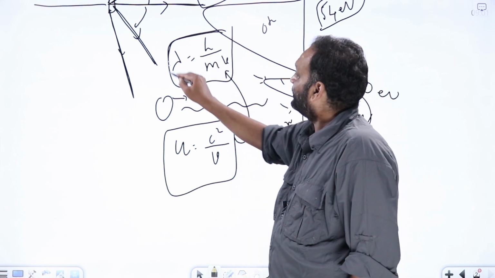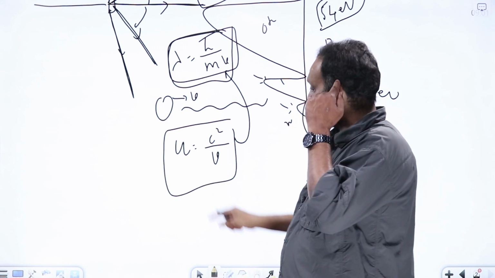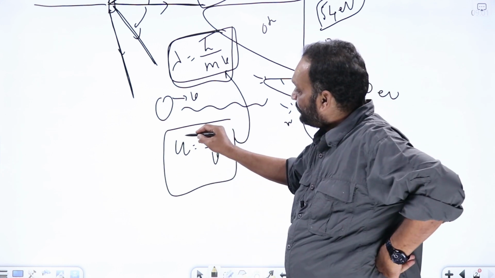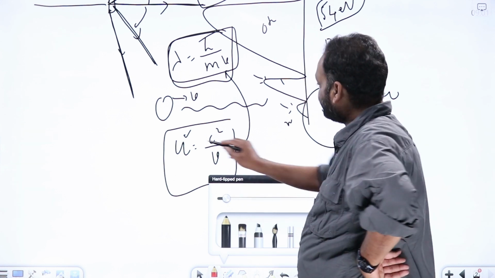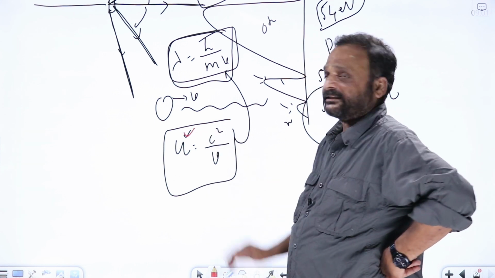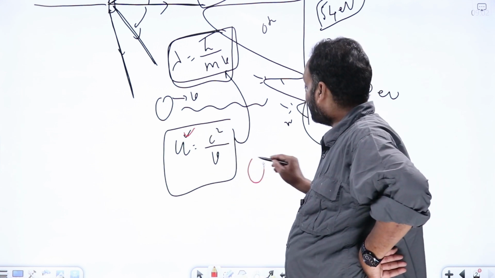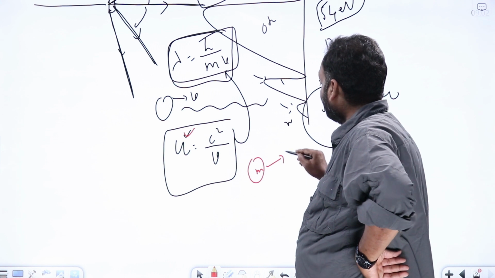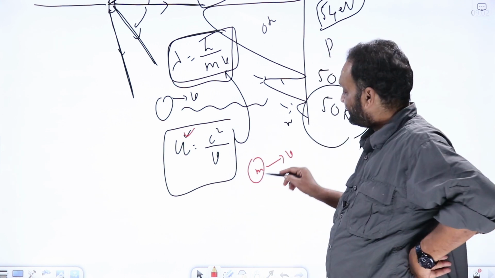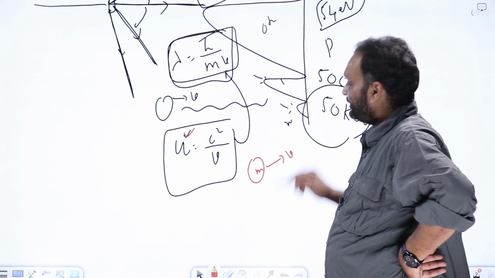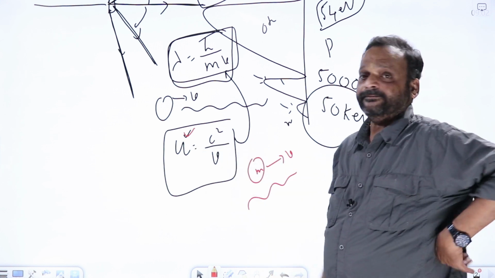This formula, lambda equal to h by mv, is found to be correct, and experiments have confirmed it beyond doubt. But what about this? u is the velocity of the matter wave, c is the velocity of light, a constant, and v is the velocity with which the associated material particle is moving. So here we have two velocities. One is the velocity with which the particle is moving, v. The other is the velocity with which its matter wave is moving, u.